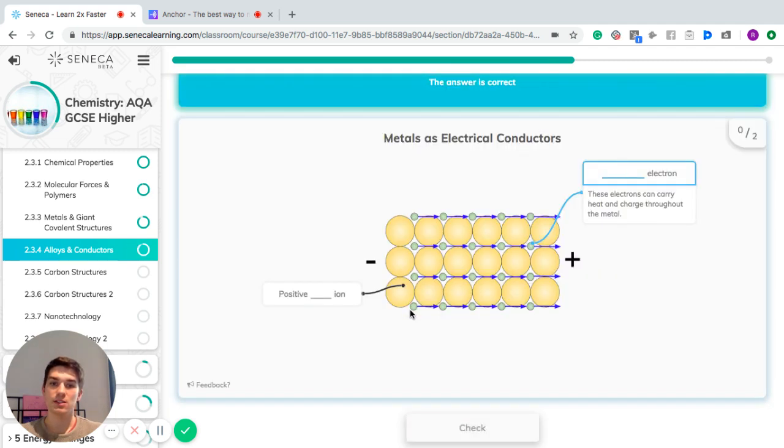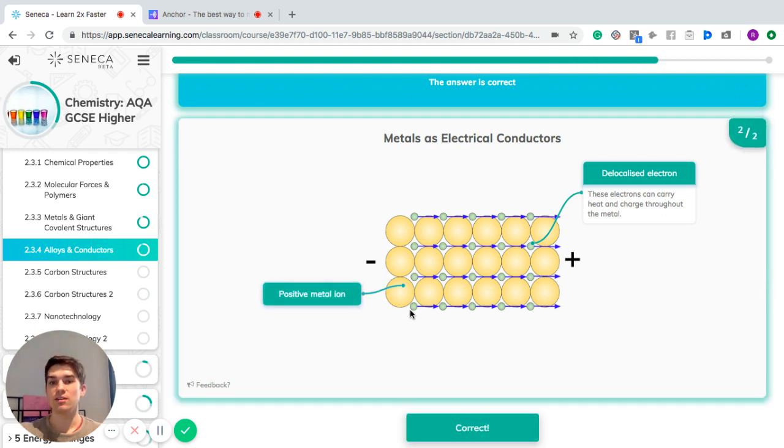And the parts that make metals good conductors are delocalized electrons. These electrons, they carry the heat and the charge through the metal, and they also have positive metal ions.